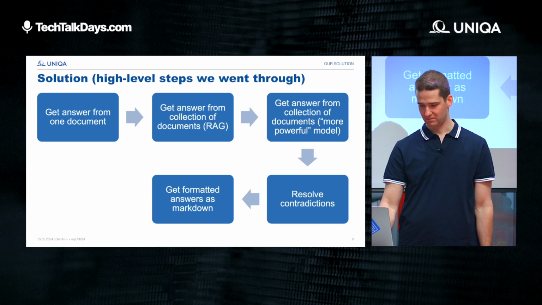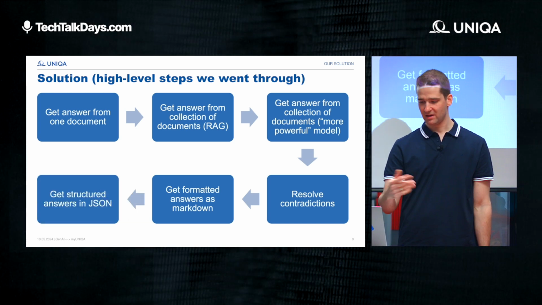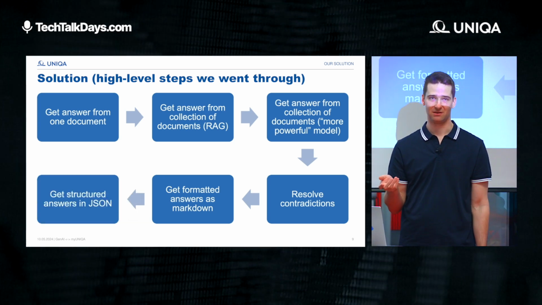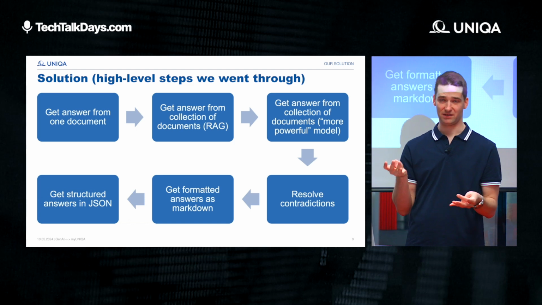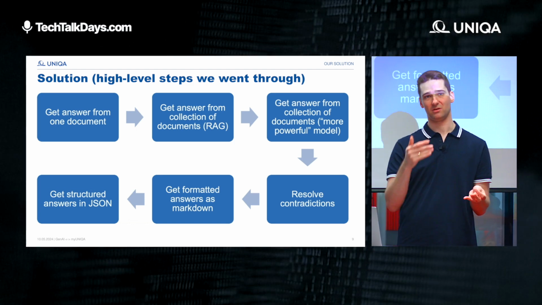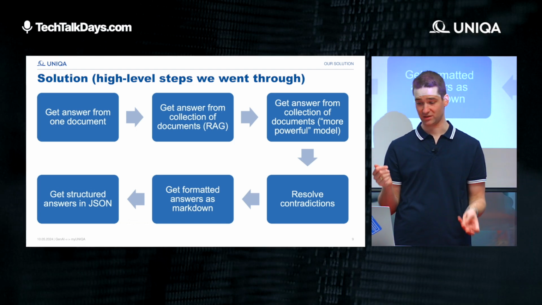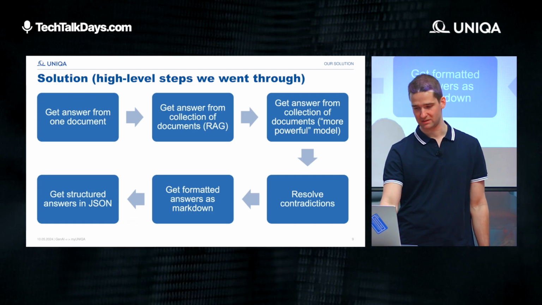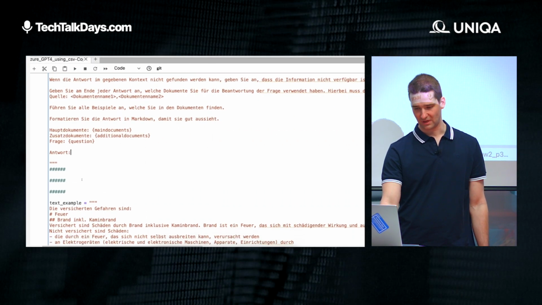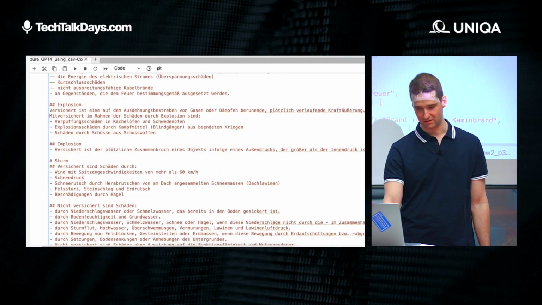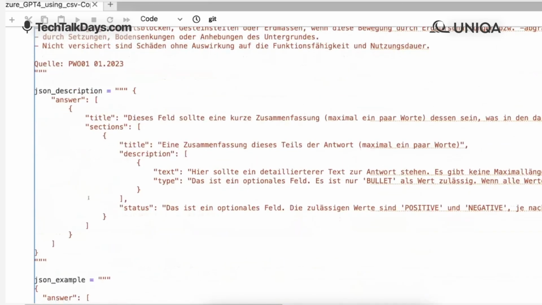And that's when we wanted to get, this was the last step here, structured answers in JSON. So we wanted the AI to provide us the correct answer not in Markdown, but as a JSON structure. And how we did this, you see here in a JSON example.